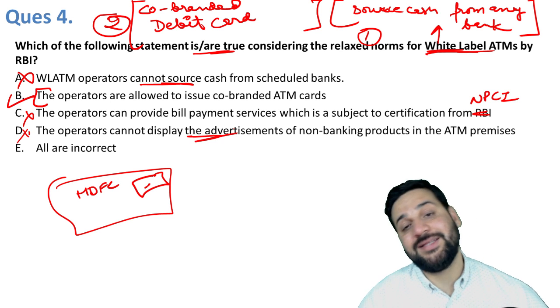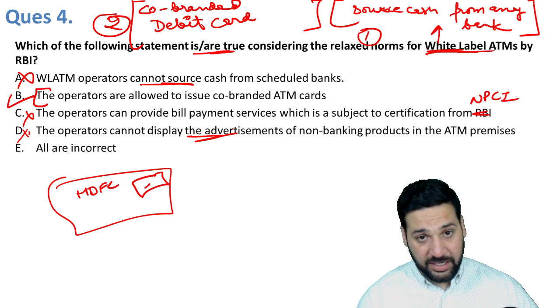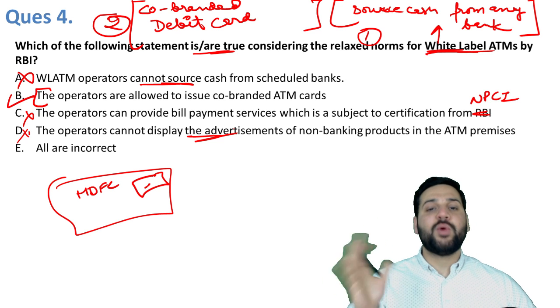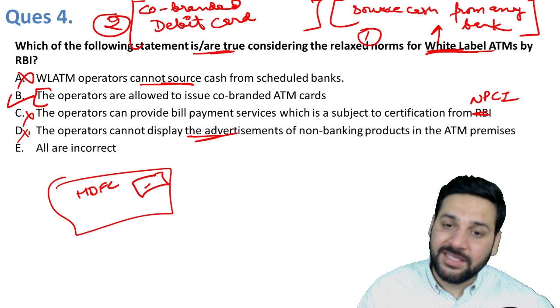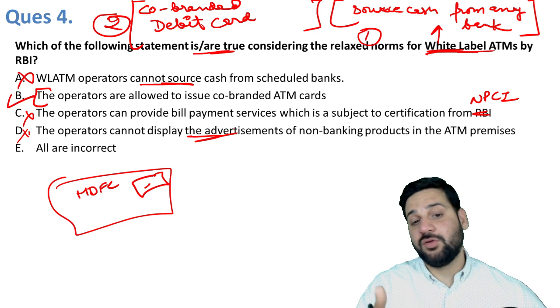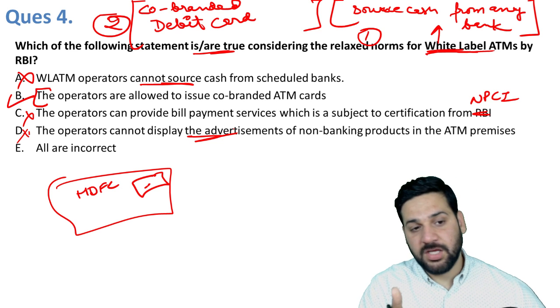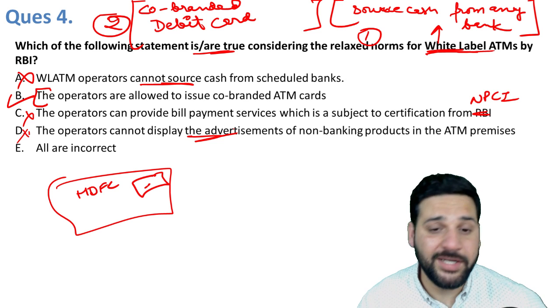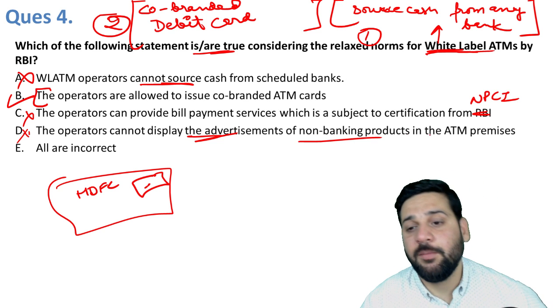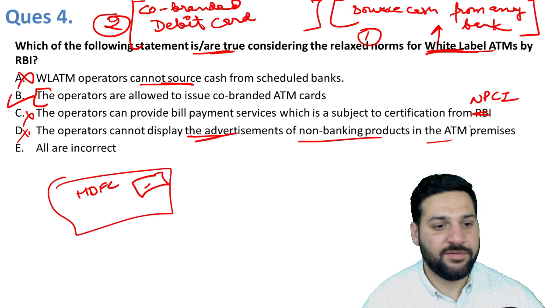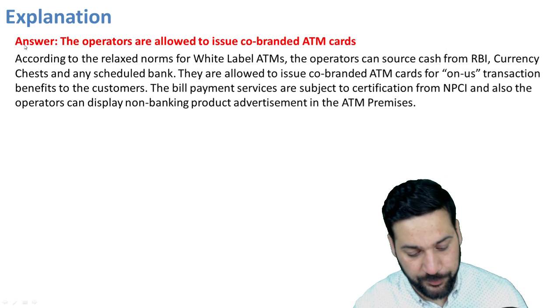That's false. Operators can display the advertisement, and there are advertisements. I don't remember the name of that white label ATM, but I have personally seen the advertisements in those white label ATMs. Let it be non-banking products or whatever, they can do the advertisement. So B is the correct answer.